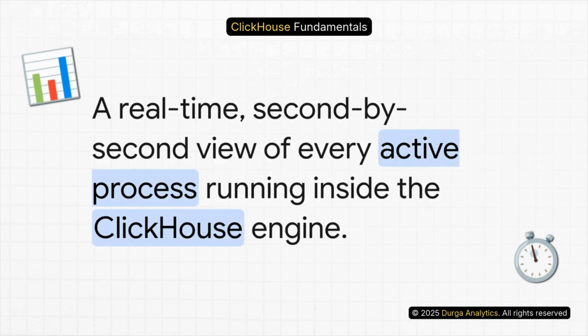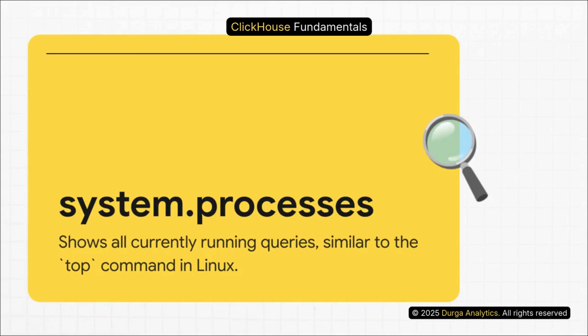It offers a real-time, up-to-the-second view of every single query and background task that's currently active inside the ClickHouse engine. This allows you to jump in and take action the moment a crisis hits. And that tool is the system.processes table. If you've ever used the top or htop command in Linux, you'll instantly get why this is so valuable.